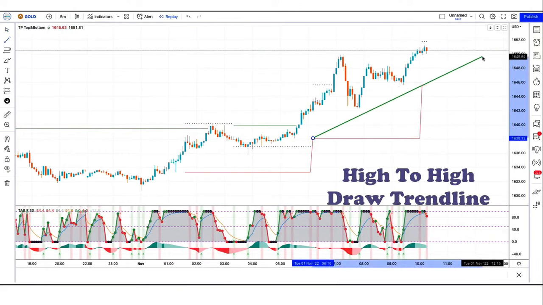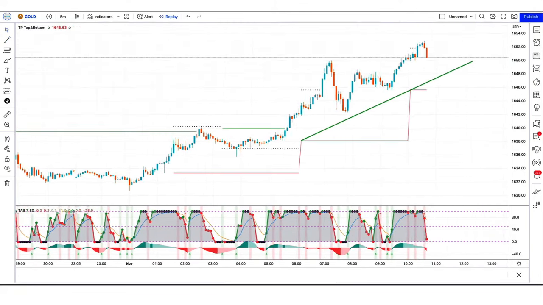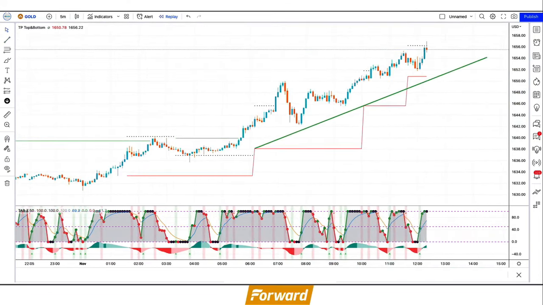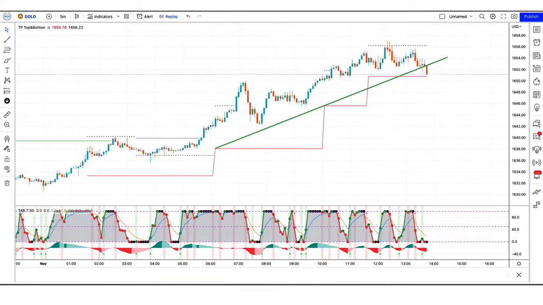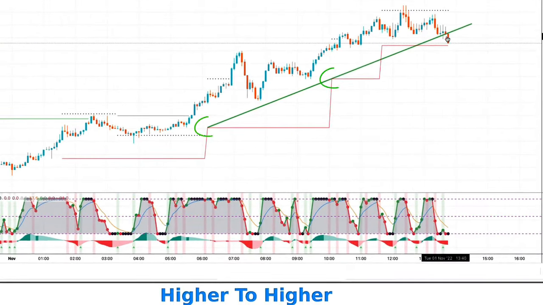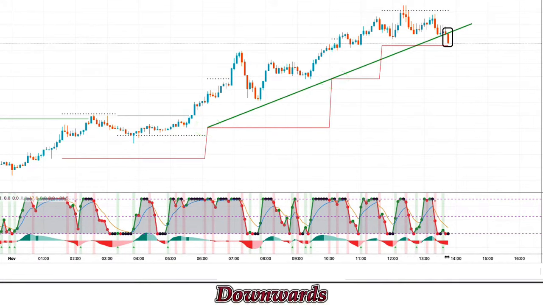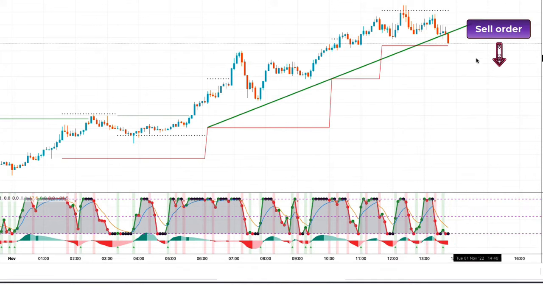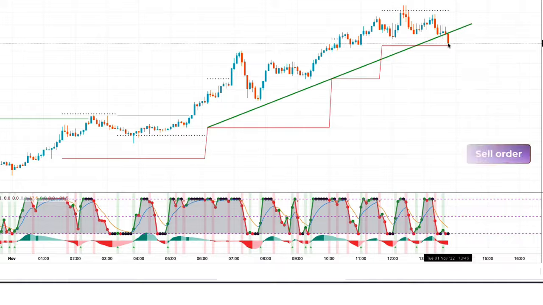Here we draw high to high trend line. We take the trend line forward. We have got the signal. Here the TP top and bottom indicator is made higher to higher. The market crosses the trend line completely downwards. The top and bottom oscillator indicator of TAB line is oversold. So all our conditions are being fulfilled, so we are placing an order to sell.